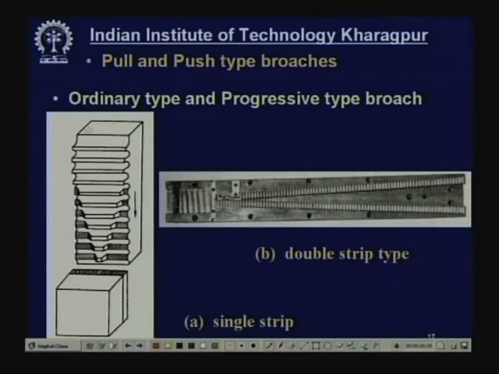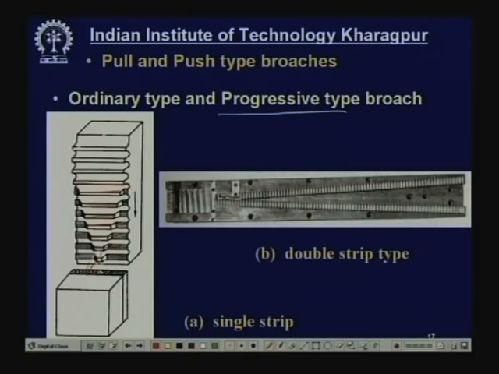There is the ordinary type, and it can be progressive type. What is ordinary type? Ordinary type means, as in the previous case we have seen, there is a continuous tooth rise, where the successive teeth have some rise or incremental protrusion. But in the progressive type, the height of the tooth is not increasing, but the width is increasing. You see the width is increasing.